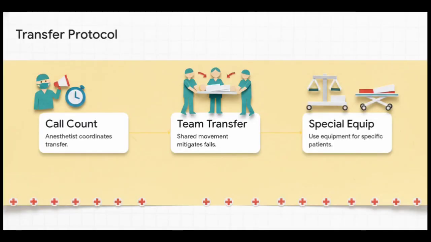So all of this meticulous pre-planning builds right up to the physical transfer itself. And let's be clear, this is a critical, high-risk moment. The risk for patient falls, injuries, or even physical injury to the theater staff is incredibly high right now. So how do we mitigate that? Through really strict coordination. Step 1. The anesthetist managing the airway is the boss here. They coordinate the transfer by calling the count. Step 2. The transfer is always executed as a shared team movement. And step 3, if we're dealing with obese patients, emaciated patients, or folks at the extremes of age, we have to utilize specialized patient care and transfer equipment. You simply cannot rush this process.